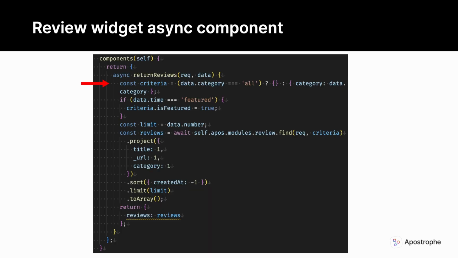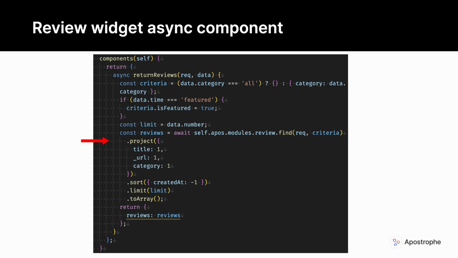In the component method, we are first setting our criteria category to either an empty object if the category is all, or the category passed from the template. Not setting a criteria.category property will return all of the review piece documents, not just documents from a selected category. Next, we are adding a property to the criteria object isFeatured if the time schema field passed from the template was featured. This is getting passed into the find query initialization method of the review module. Remember that since we are in the review widget module, we can't just use self.find.